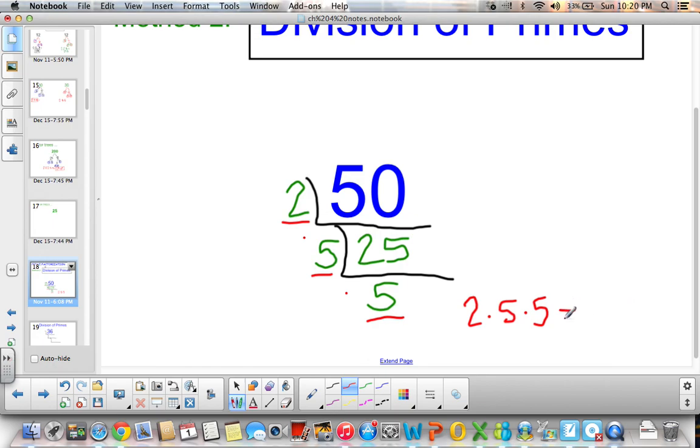So then we would write it as 2 times 5 times 5. And then our prime factorization would be 2 times 5 squared. Notice how I have my lower number first, so 2 is less than 5, and then I made 5 an exponent, 5 squared, because I have two 5's.